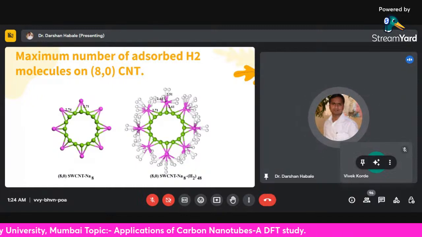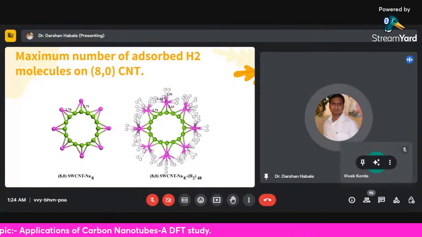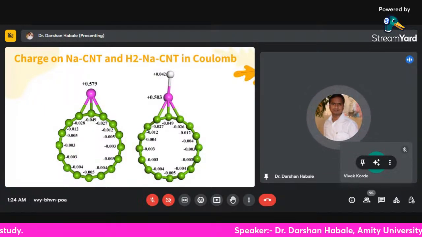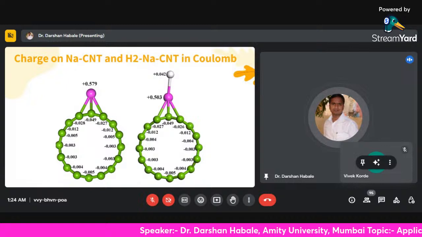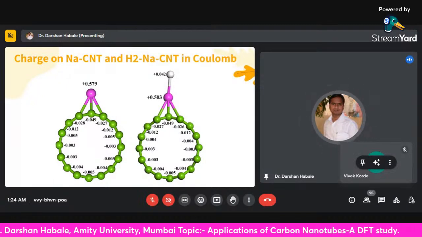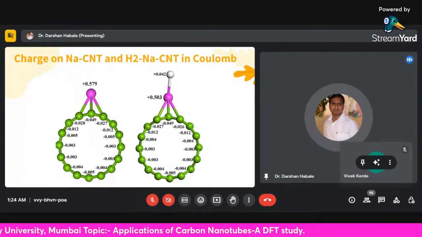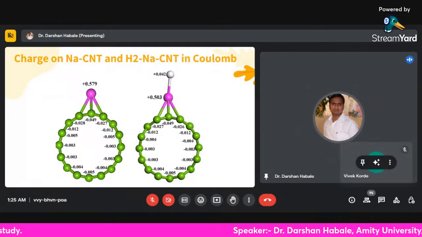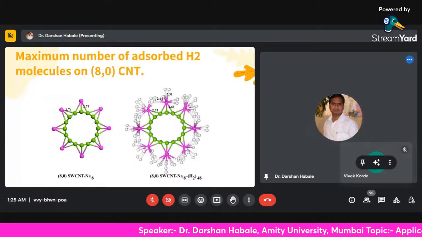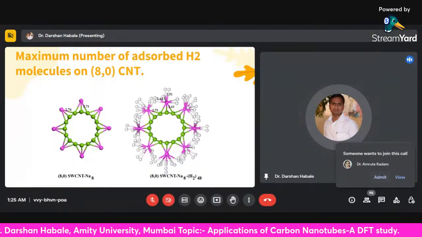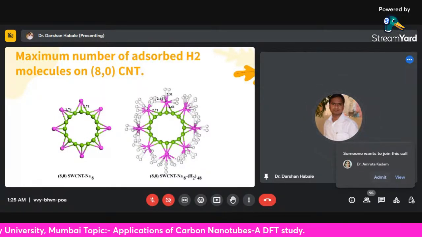Now, in the earlier case, I'll just go back. Here we have only a single sodium atom which gets attached to the single wall carbon nanotube. But if you want more and more hydrogen molecules to be adsorbed on the surface of the carbon nanotube, then we first try to increase the number of sodium atoms, and on each sodium atom we try to increase the adsorption of hydrogen molecules. That is done to study the maximum number of hydrogen that can be adsorbed on this carbon nanotube, and it can be studied in this way.